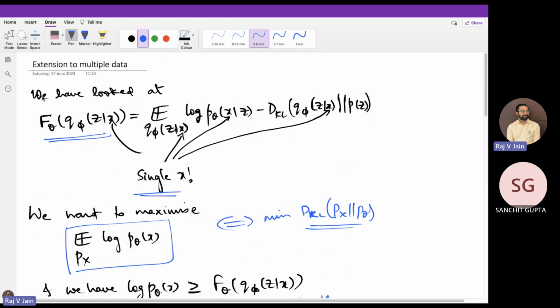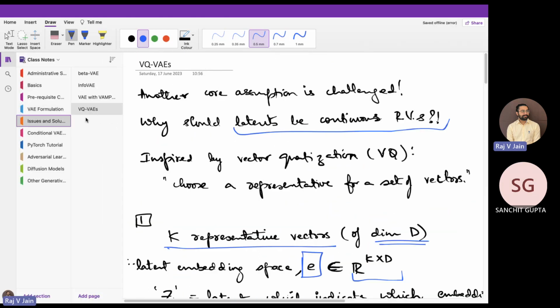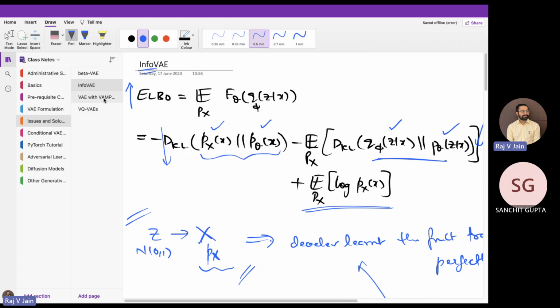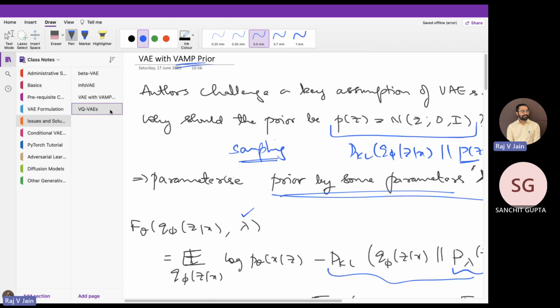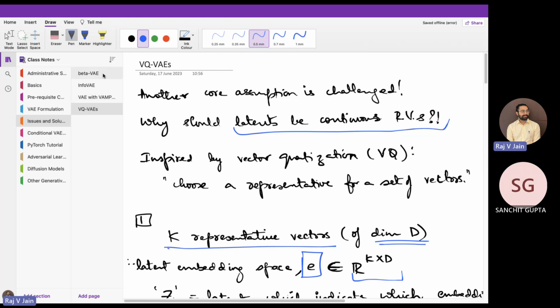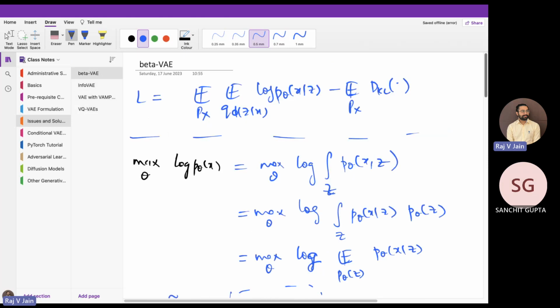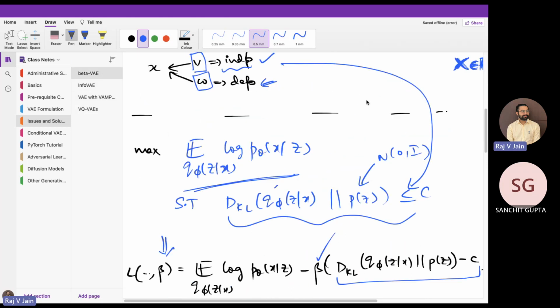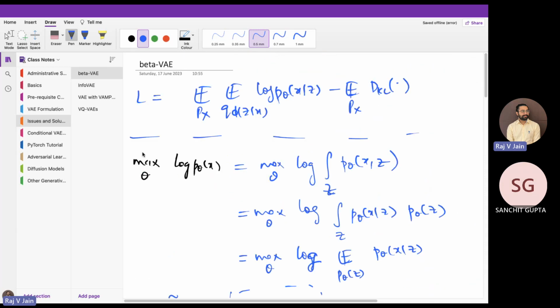And what we'll do is we'll do the basic version only, because again, InfoVAE and all will require something more. VAE prior will require something more. VQ-VAE requires everything more. Only beta-VAE is something which you can do trivially. We just need to add beta. So, and you can see how it changes and stuff.